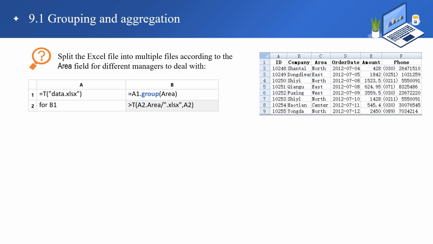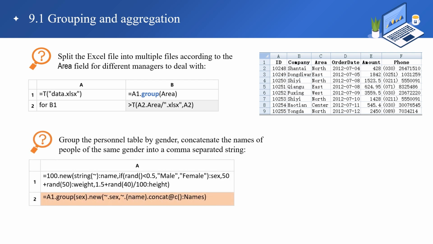Sometimes, even if we want to get an aggregation result of the group subset, it is not easy to calculate, and there is no simple aggregation function to use. In this case, we also need to keep the grouped subsets for further calculation. For example, we want to group the personnel table by gender, and concatenate the names of people of the same gender into a comma-separated string. This is indeed an aggregation result, but SPL does not have such an aggregation function.